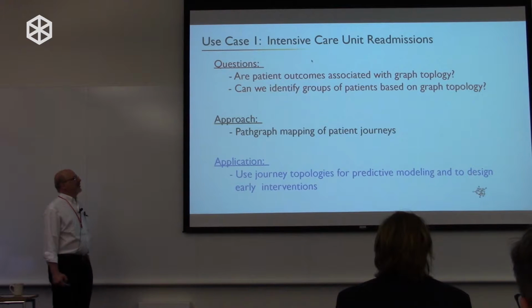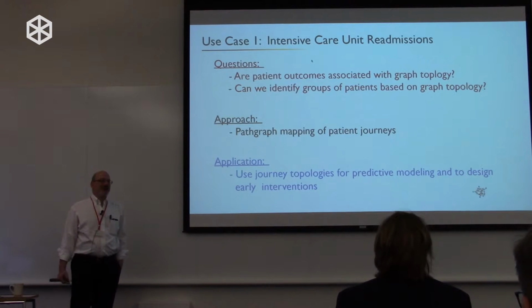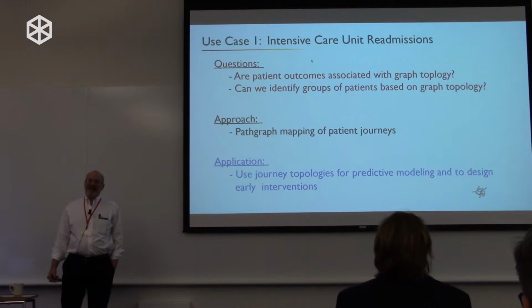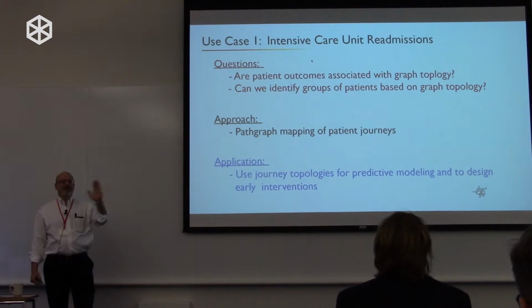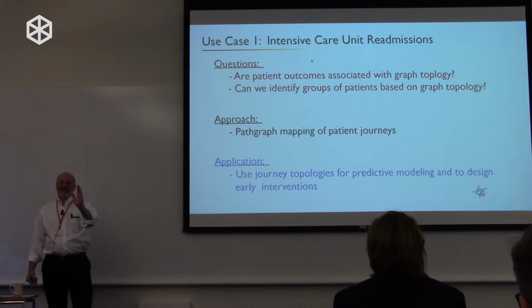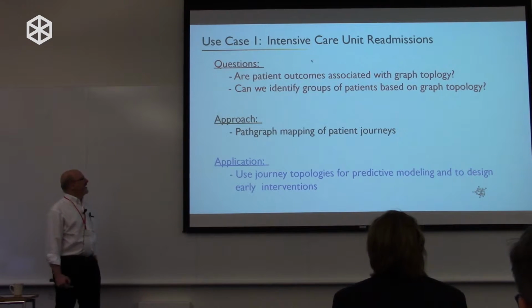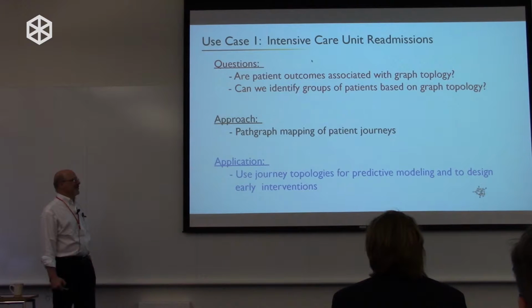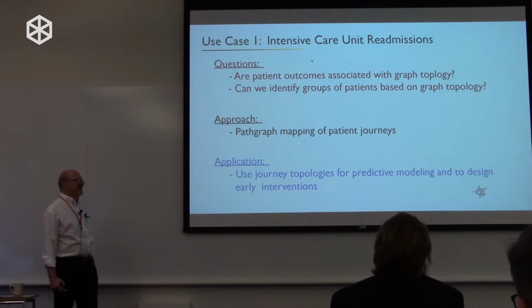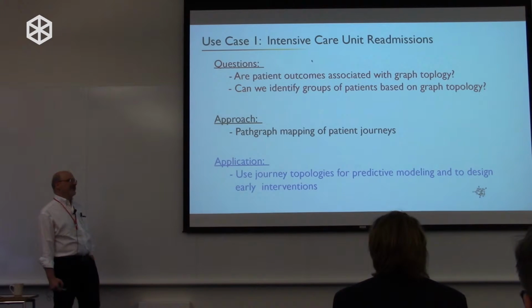So the first use case was intensive care unit readmissions. We were interested in looking at whether a readmission to an intensive care unit, so somebody comes into a hospital, they go to an intensive care unit, they get better, and then they return to the intensive care unit. So it's a loop in a path graph. And we were interested in seeing whether or not there were outcomes that could be associated with simply the loops within the hospital.